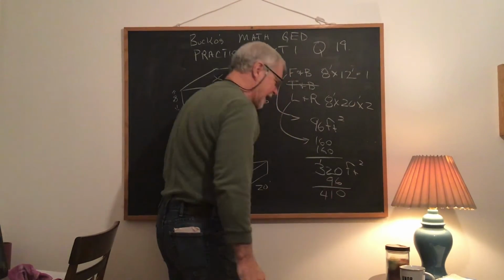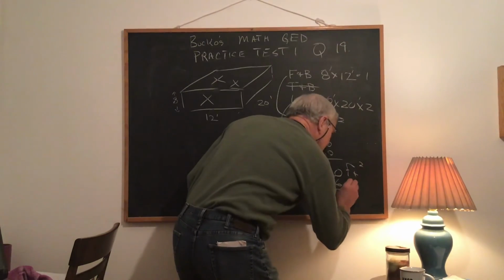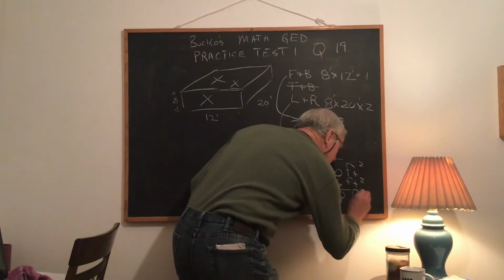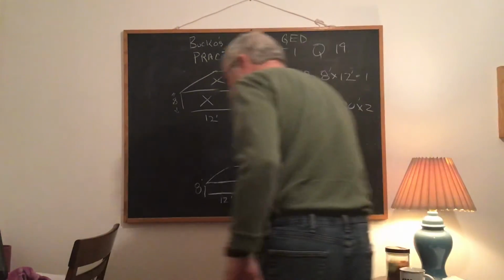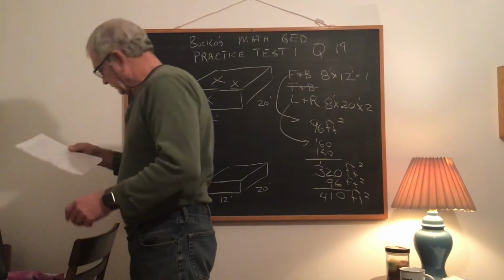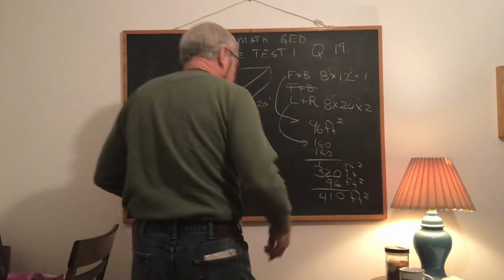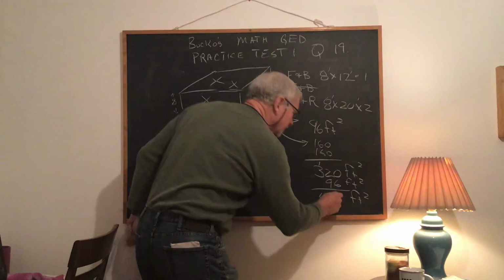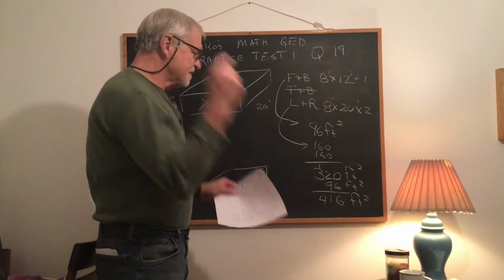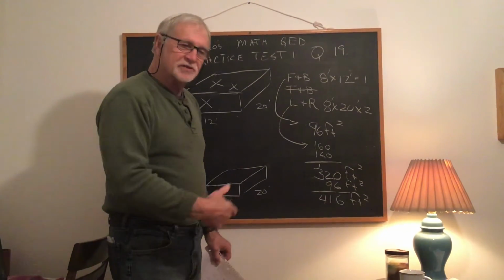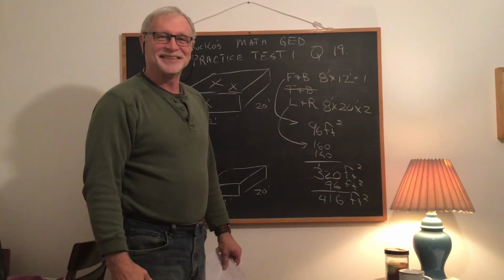Got 410 square feet. Now let me look at my paper and make sure I get it right. Nope. I didn't. Because 6 and 0 is not 0. It's 6. So it's 416 feet squared, and you should always check your work, because even geniuses like me can make a mistake. Right, Damien? Mm-hmm. Okay, got it.